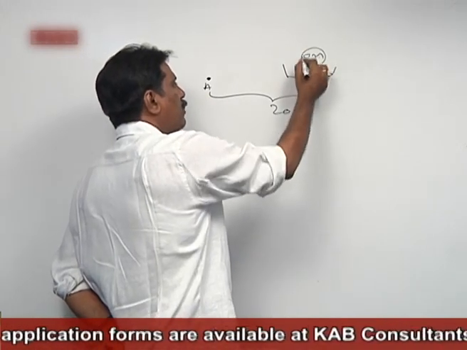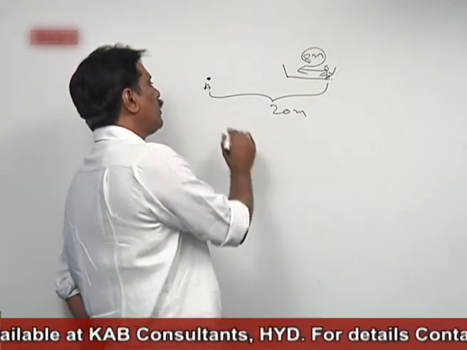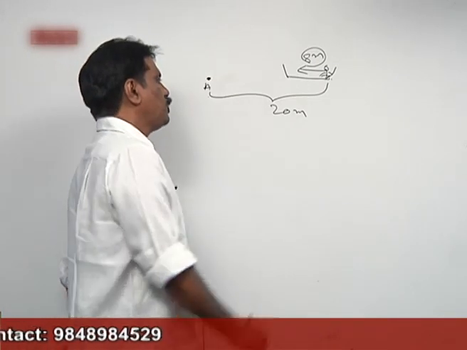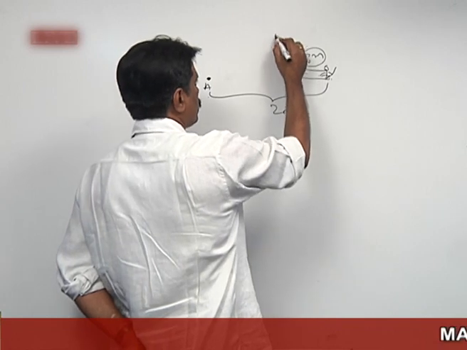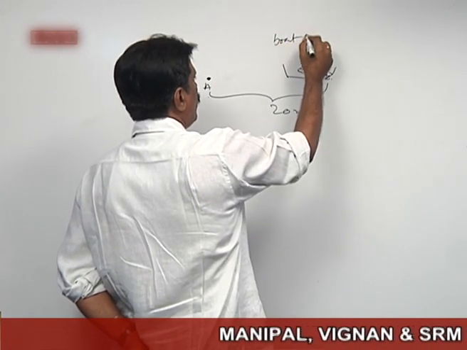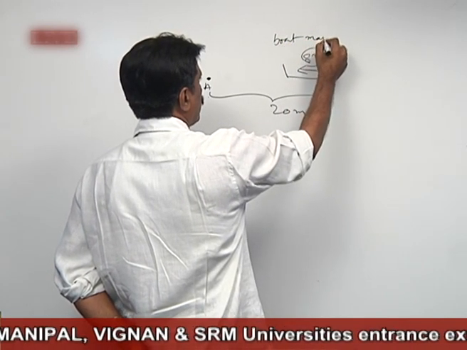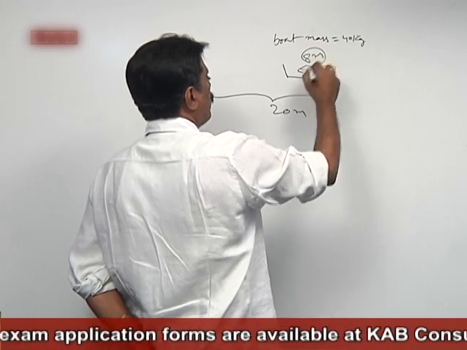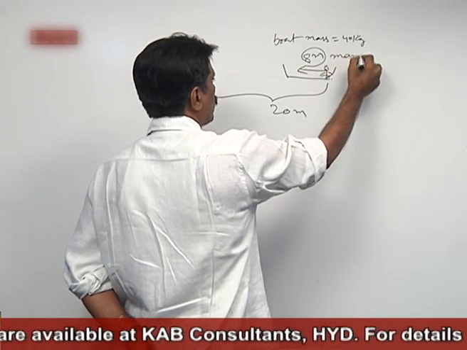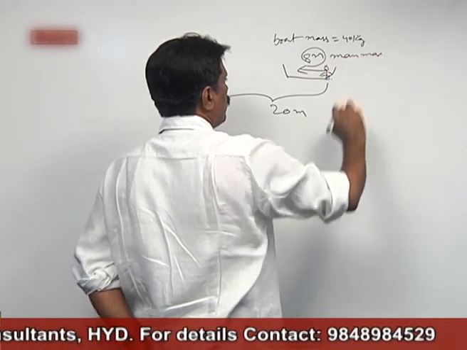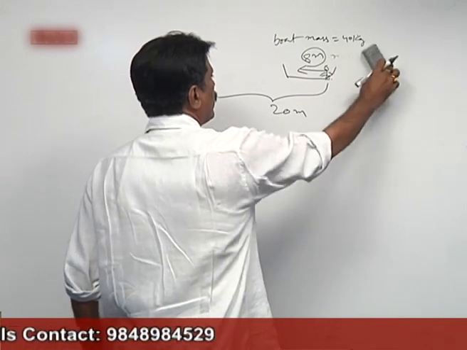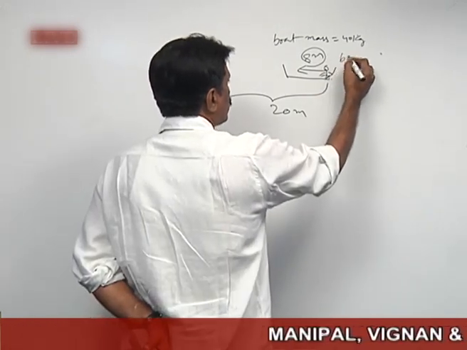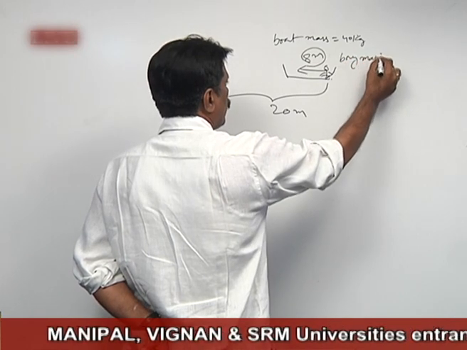After he walks 8 meters inside the boat, what would be the effective distance of the man from the point A? Assume that the boat has mass 40 kg, and the man, actually you can take a boy only, has mass 10 kg.